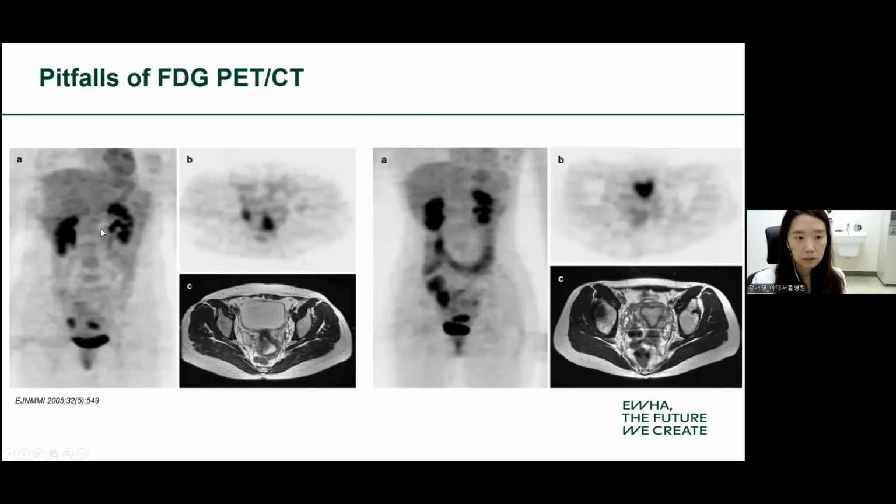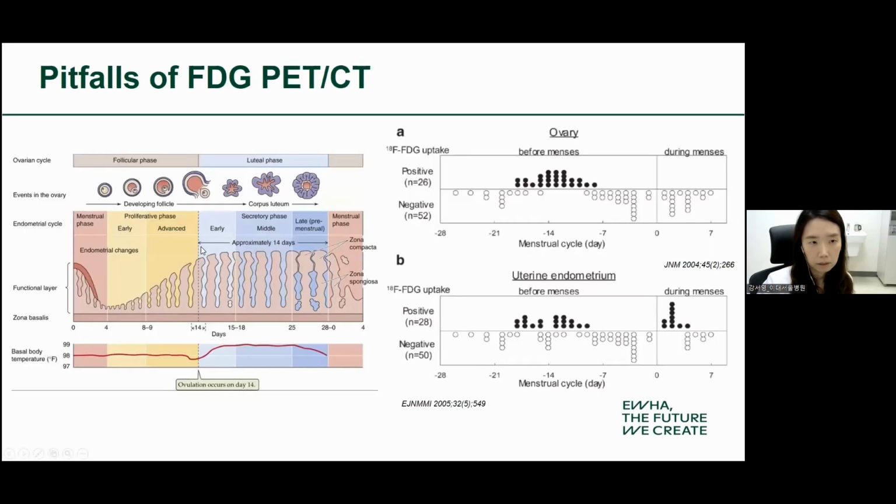So these are cases of physiologic uptake in the uterus and ovaries. Here, in a 42-year-old woman during the early luteal phase of the menstrual cycle.